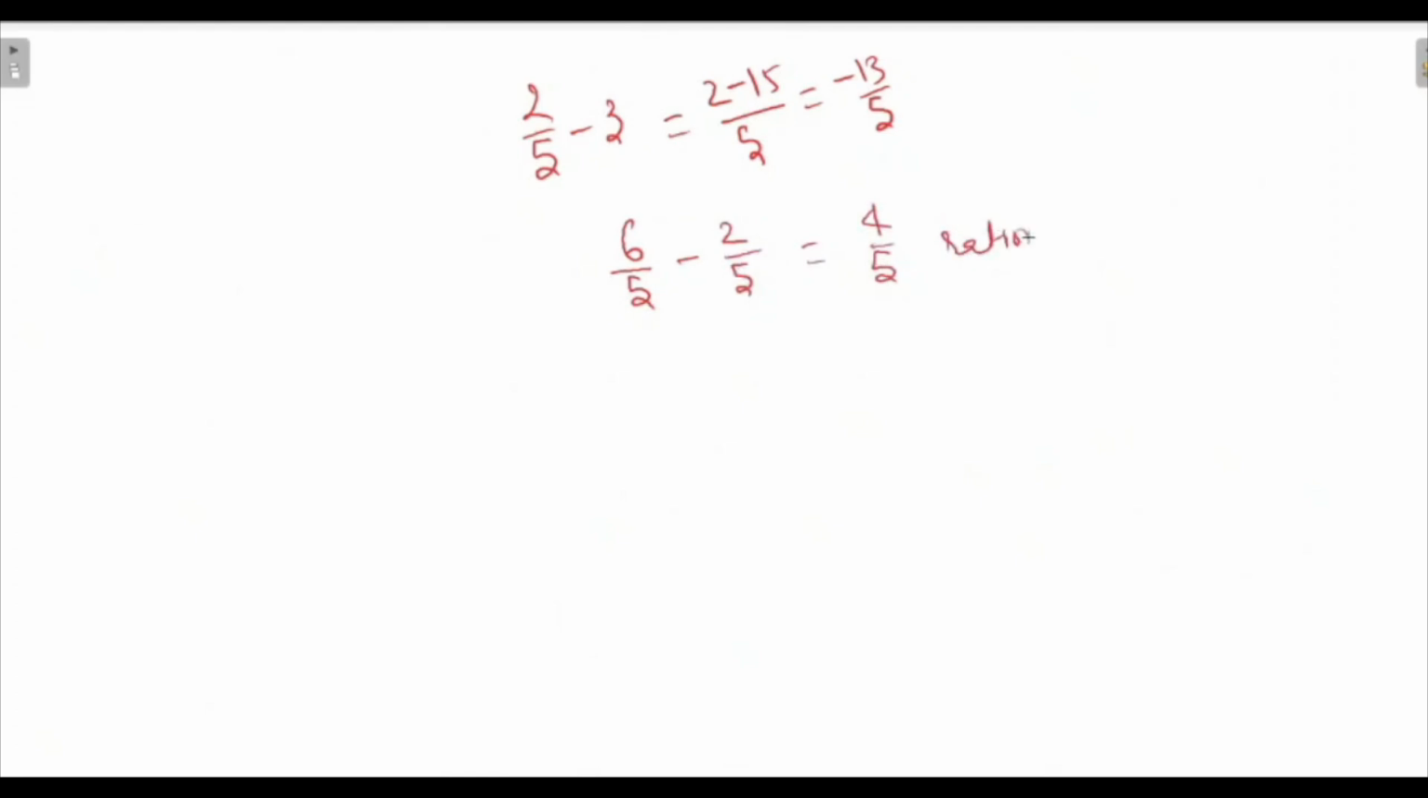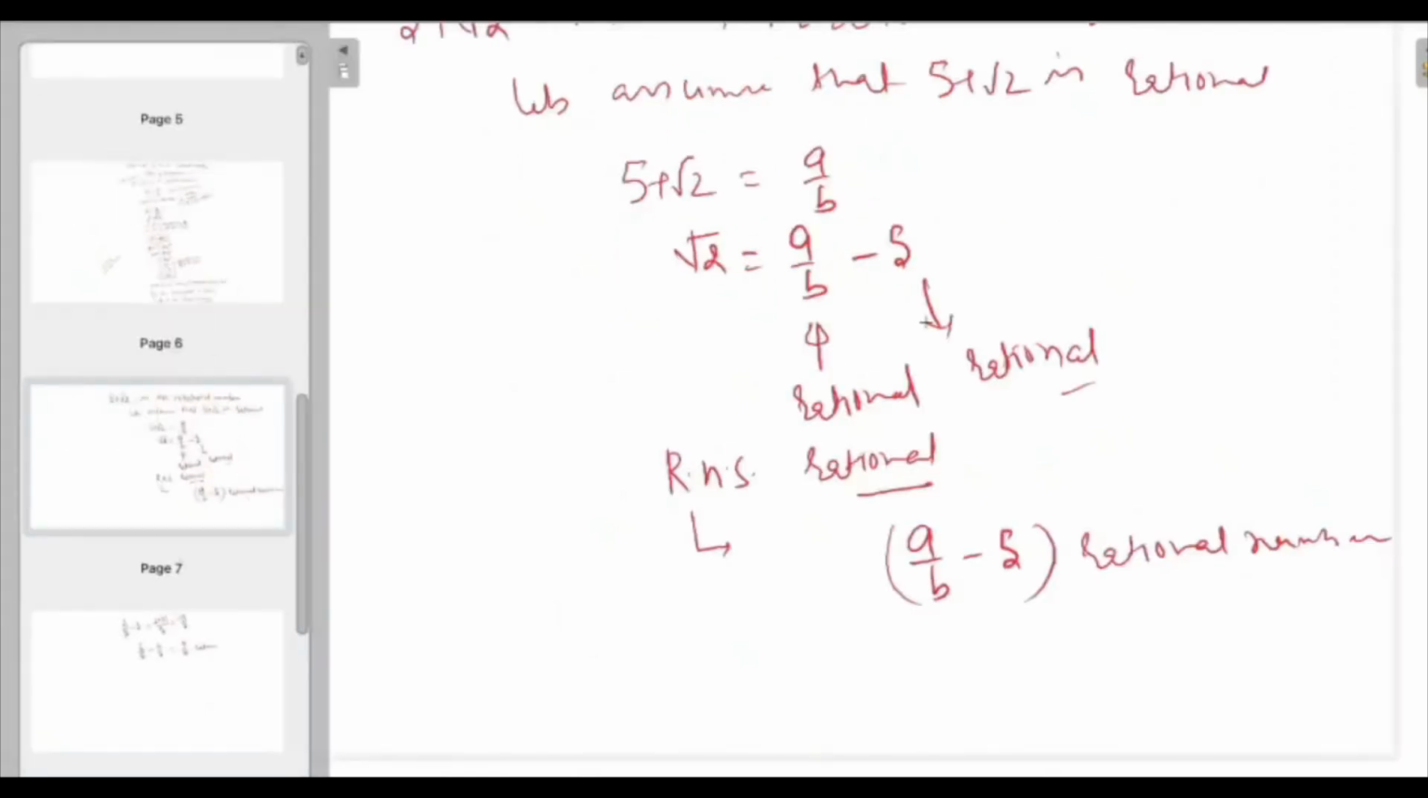For example, 2 by 5 minus 3. Taking 5 as the LCM, I will get 2 minus 15, and what I'll get is minus 13 by 5, which is a rational number. For example, if I subtract 6 by 5 minus 2 by 5, then what I get here is 4 by 5, which is again a rational number, right? Subtracting a rational number from a rational number, I will get a rational number. So I'm saying that the right hand side of the equation is a rational number.